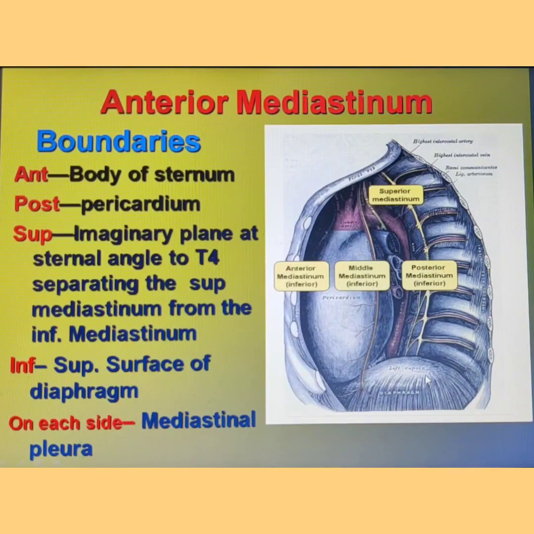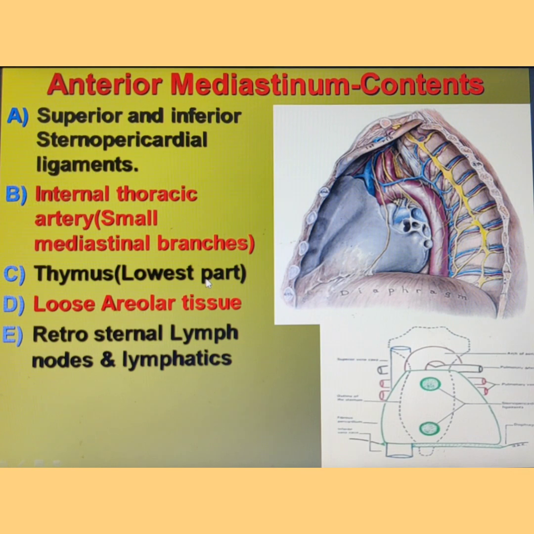On each side it is bounded by the mediastinal pleura. So these are the boundaries of anterior mediastinum. Anteriorly it is bounded by the body of the sternum, posteriorly by the pericardium, superiorly by an imaginary plane passing from the sternal angle up to the lower border of T4, and inferiorly it is bounded by the superior surface of the diaphragm, as you can see in this picture. On each side it is bounded by mediastinal pleura.